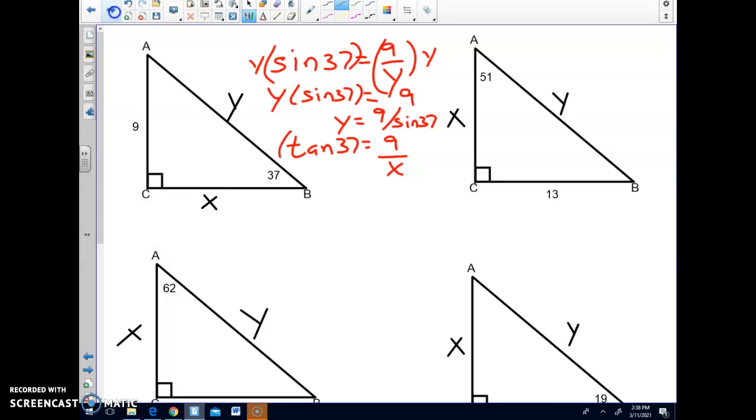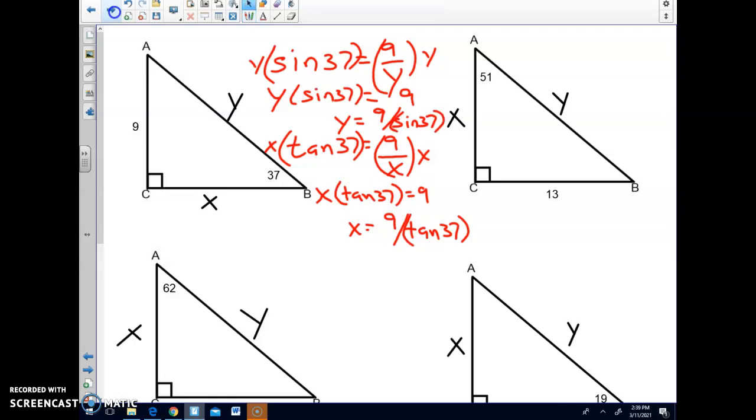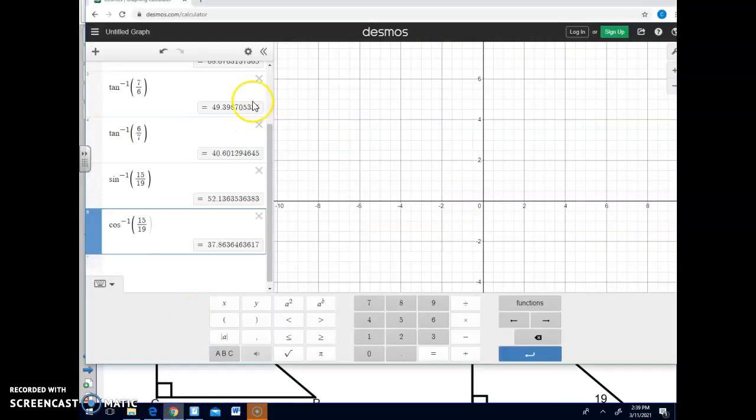For tangent, we're going to multiply both sides by x. We're going to get x times the tangent of 37 equals 9. And x equals 9 divided by the tangent of 37. And that's literally what we're going to put into our calculator. 9 divided by the sine of 37, 9 divided by the tangent of 37. And that will give me my two sides.